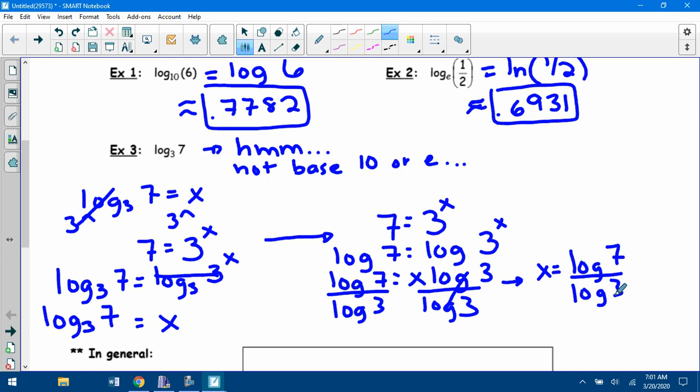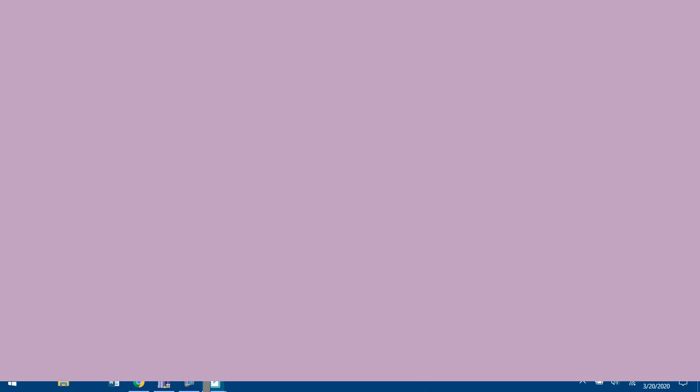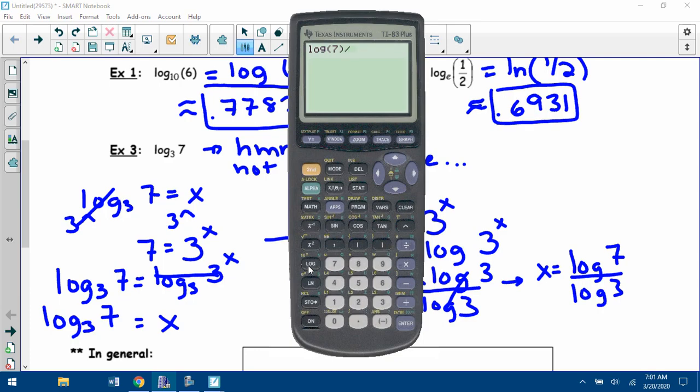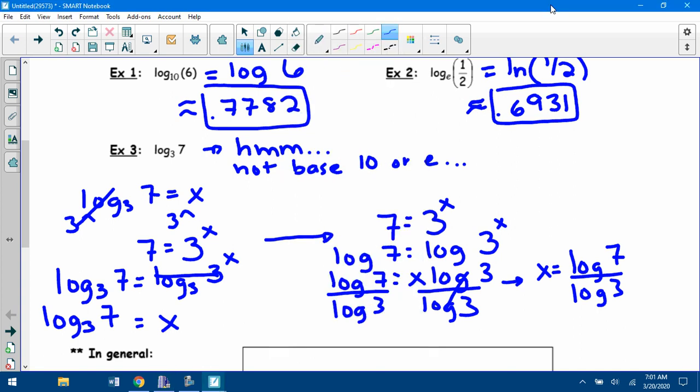Now the advantage to that is we can use the calculator now. I can type log of 7 divided by log of 3 because that's log base 10. And I do get an answer, 1.7712. So that is what log base 3 of 7 is.